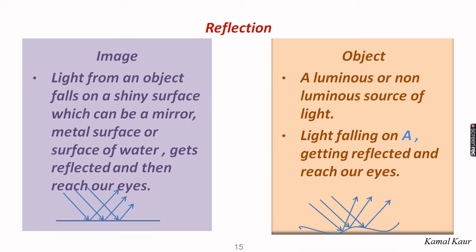We understand that an object is any luminous source of light like the sun or a non-luminous source of light like the moon. But apart from that, any surface, which can be a table, chair, tree, stone, animal, humans, etc., if light falls on them, gets reflected and reaches our eyes, they are also considered objects. And from here, one more thing becomes clear, that we can see an object only when light reflected from it reaches our eyes. If it does not reach our eyes, we will not be able to see the object.